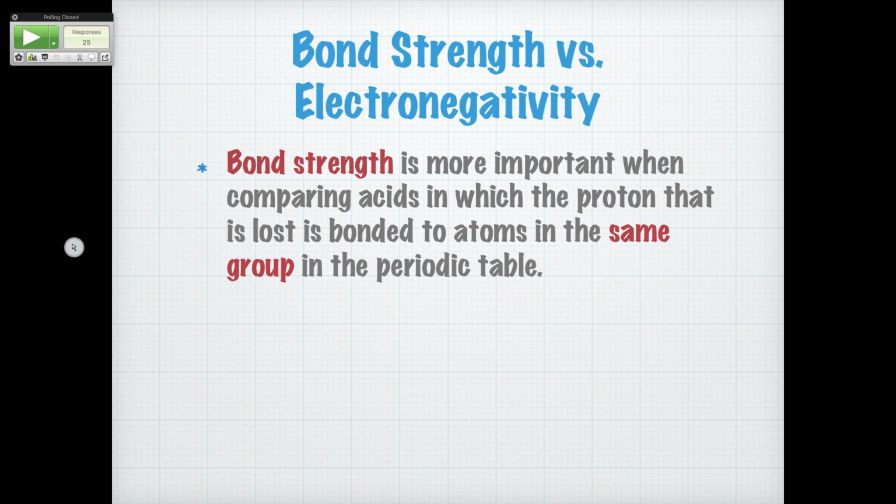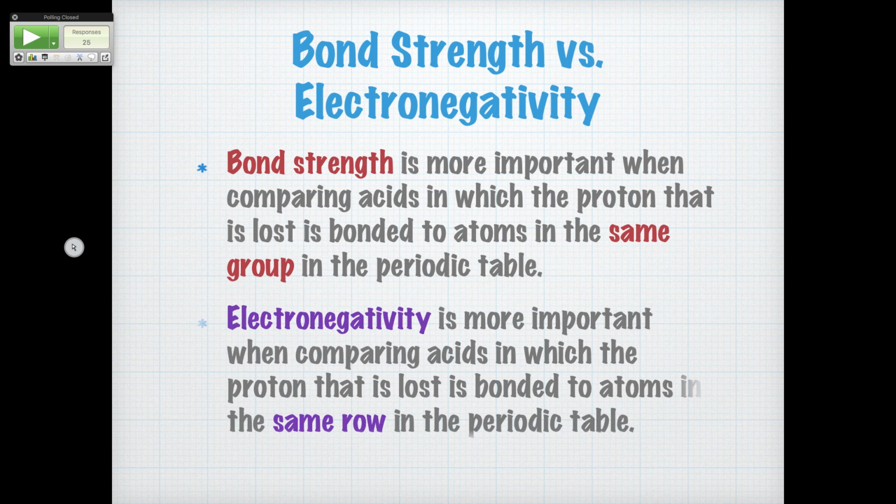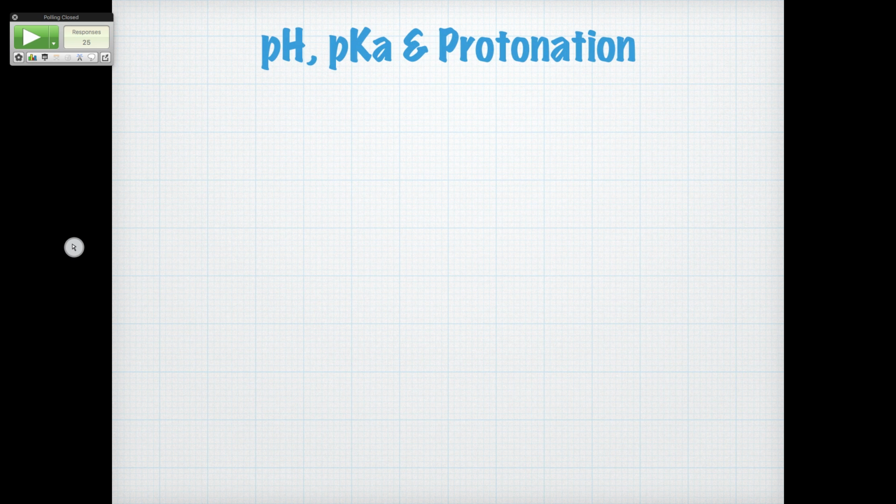Okay, bond strength is more important when comparing acids in which the proton that is lost is bonded to atoms in the same group in the periodic table. Fluorine, chlorine, bromine, iodine was an example we used. Electronegativity is more important when you look across the periodic table in the same row. That's like the whole thing. It's called a summary slide. Okay. pH, pKa, and protonation.